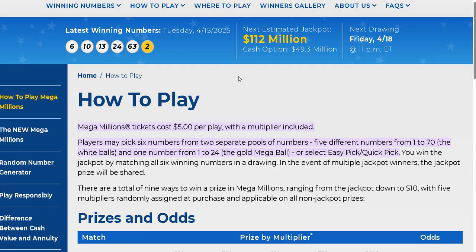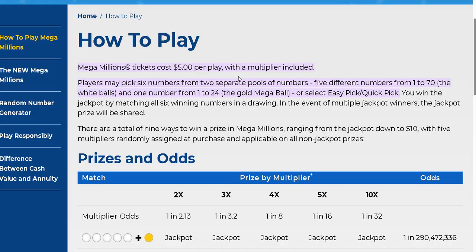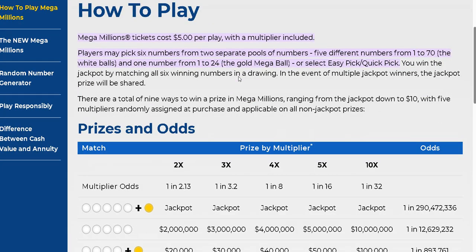Let's see, how to play the Mega Millions. Players may pick 6 numbers from 2 separate pools of numbers: 5 numbers from 1 to 70, and 1 number from 1 to 24. So 5 numbers from 1 to 70, let's do that, and then we'll finish it off with the 1 from 24. And that'll tell us how many possible winning combinations there could be from something like this.